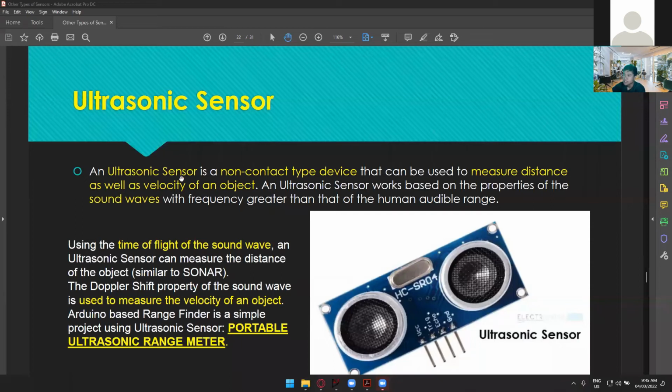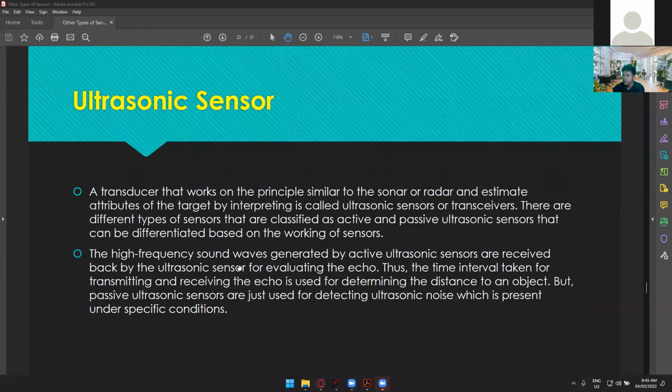Anyway, that's it for the ultrasonic sensor. Any question or clarification so far regarding this one, or up to this point? None, sir. Okay, great. Now, more explanation on how an ultrasonic sensor works.